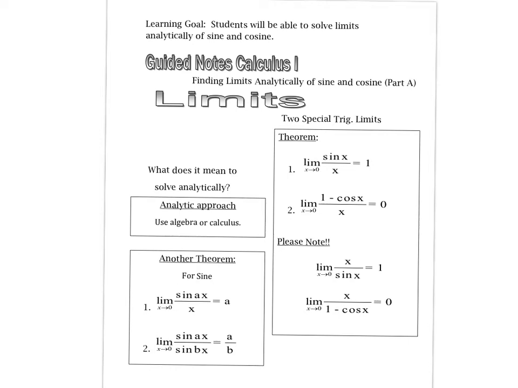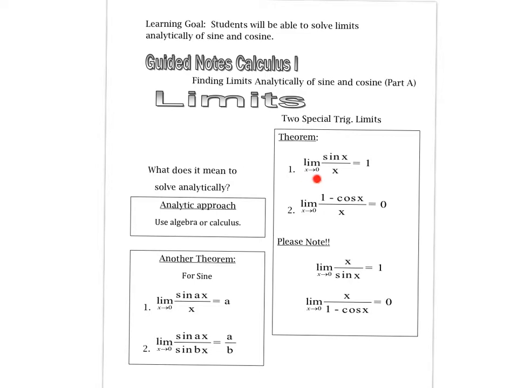Alright, so now we're taking a look at finding limits analytically of sine and cosine. This is just the first part. Basically, when you're dealing with the limits of sine and cosine, there's two rules that you need to remember. Actually, I guess there's about 4 rules that you need to remember. And so I'm just going to go over those with you.